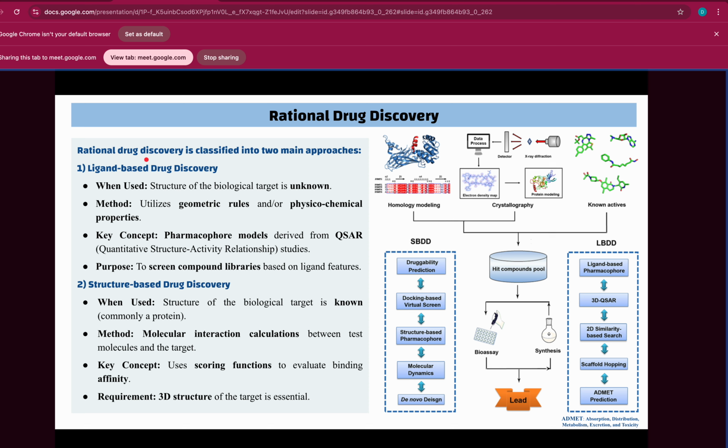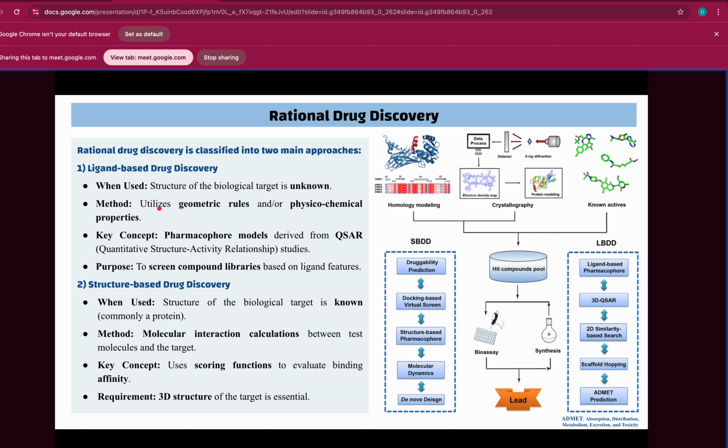The rational drug discovery process can be classified into two main approaches. First one is ligand based drug discovery, and next is structure based drug discovery. This is also the same as lead based versus target based. Ligand based drug discovery is used when we do not know the structure of the target molecule or the target protein on which we want to target a drug. This method utilizes geometric rules or physicochemical properties. So in this we already know about the ligand.